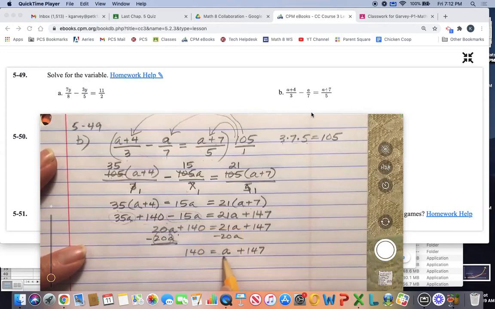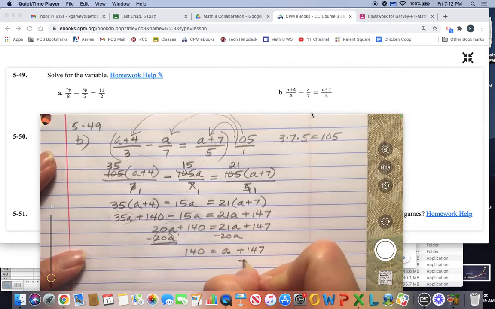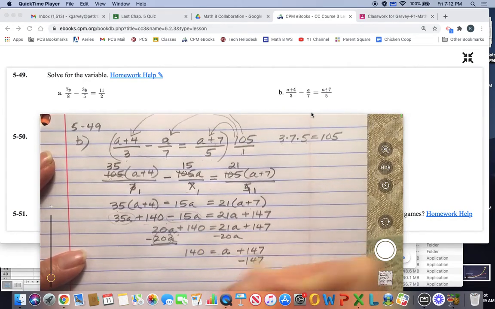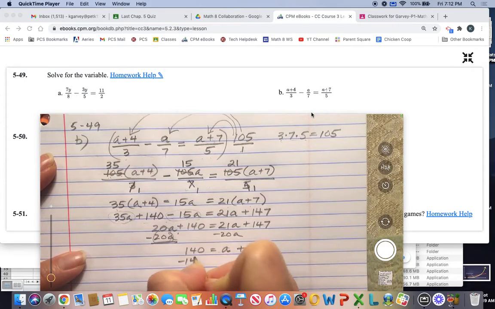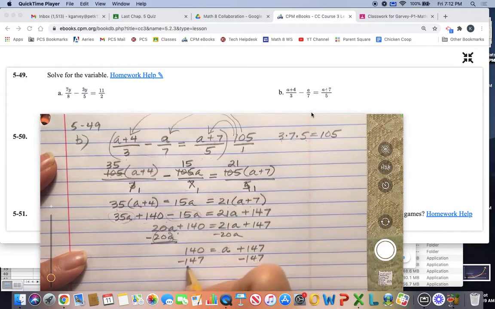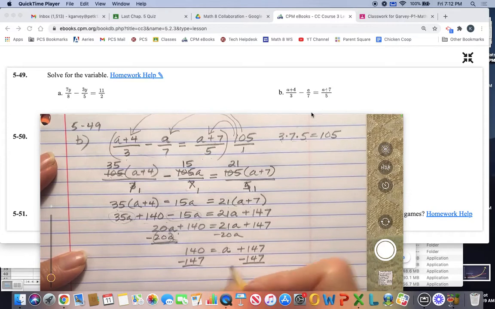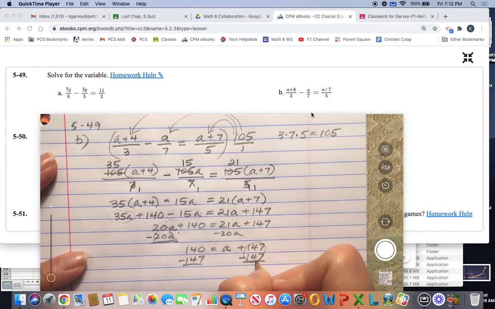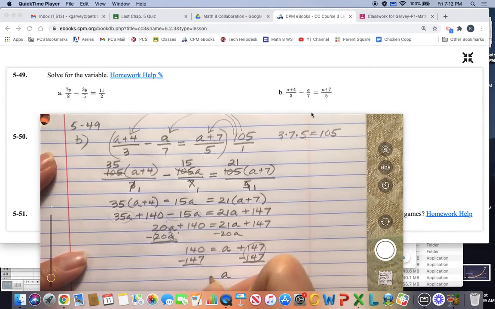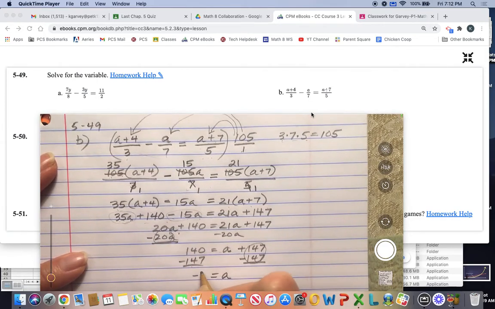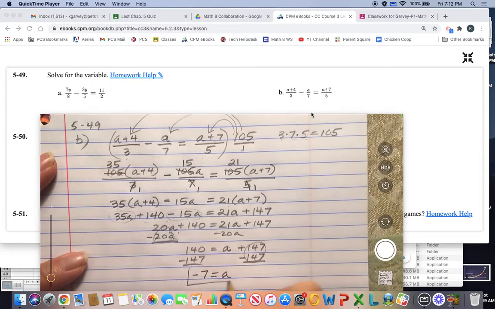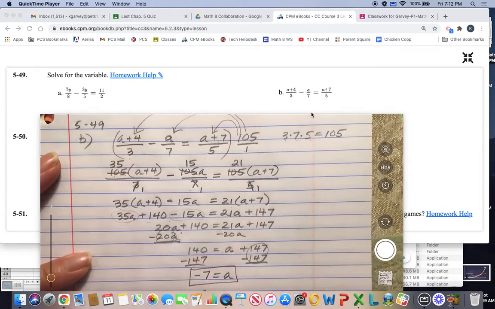All right, so now we need to isolate the A. So I'll zero out 147 on this side and subtract it from this side too. And on this side, we've zeroed out, and so we just have A. And on this side, we will have a negative 7 left. So A is equal to negative 7.